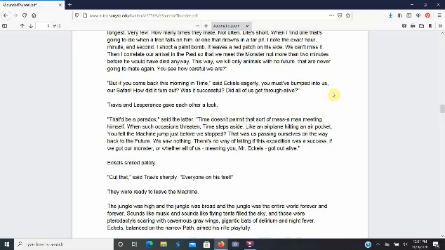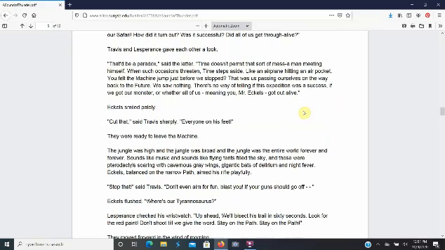When such occasions threaten, time steps aside, like an airplane hitting an air pocket. You felt the machine jump just before we stopped? That was us passing ourselves on the way back to the future. We saw nothing. There's no way of telling if this expedition was a success, if we got our monster, or whether all of us, meaning you, Mr. Eccles, got out alive." Eccles smiled palely. "Cut that," said Travis sharply. "Everyone on his feet." They were ready to leave the machine.